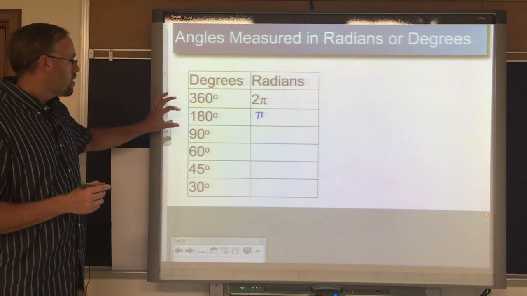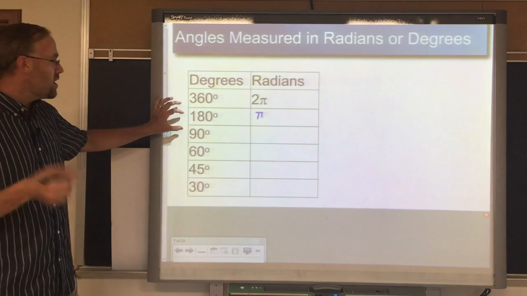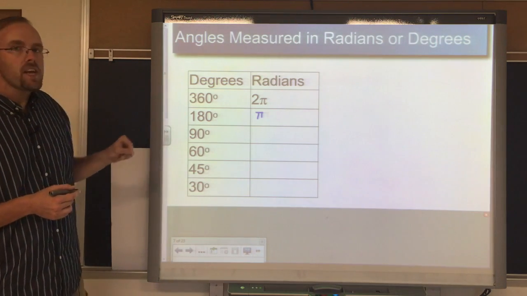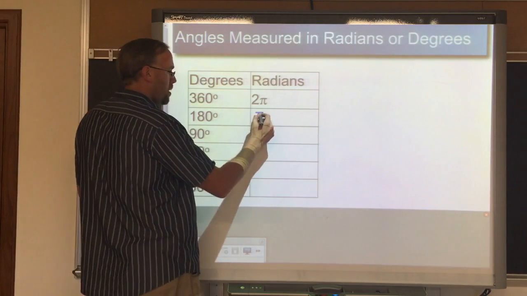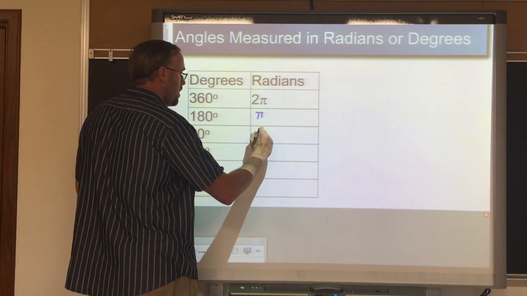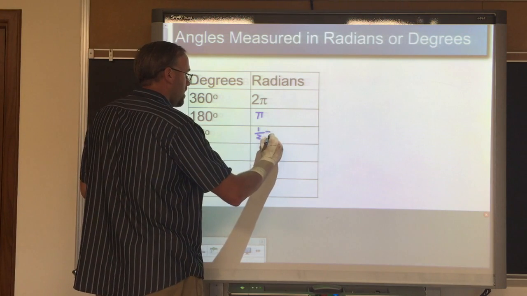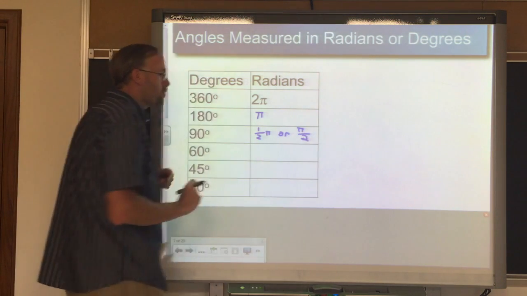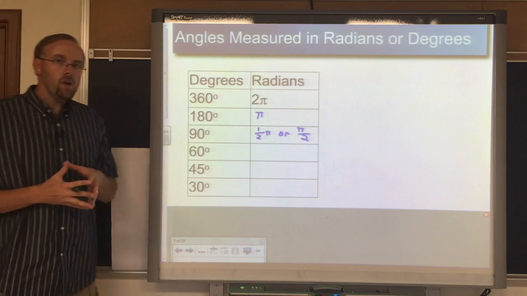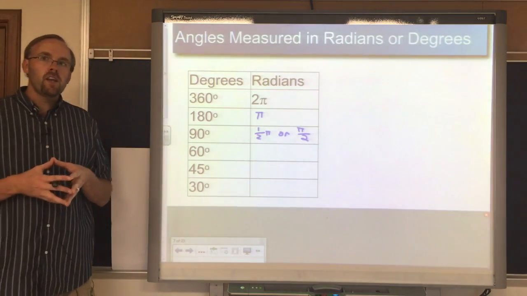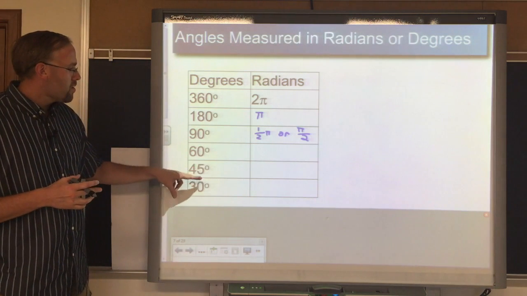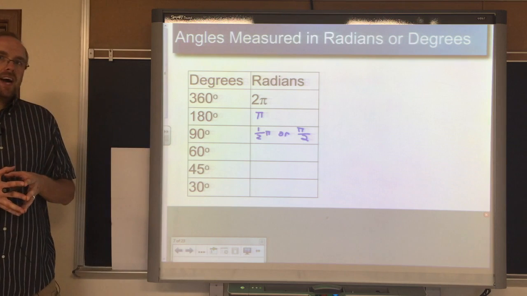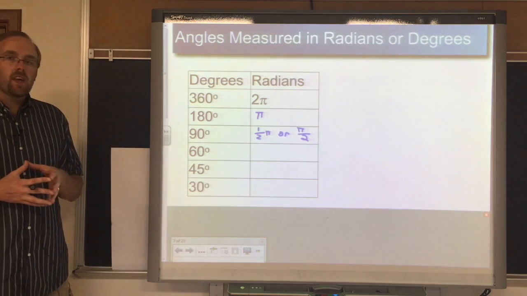So, if we ask again, what's the relationship between 90 degrees and 180? Well, that's half of 180. So, pi, if I take half of that, we can write it as 1/2 pi, or pi over 2. What I want you to do is pause the video right now and see if you can fill out these other 3 angles. And then I'll come back and show you what the answers are.